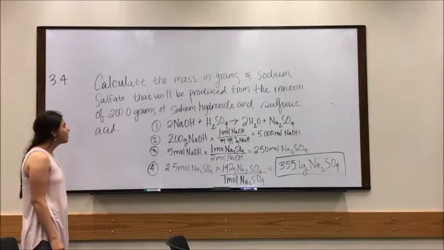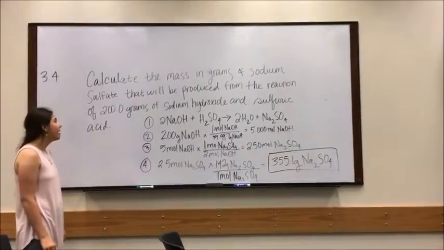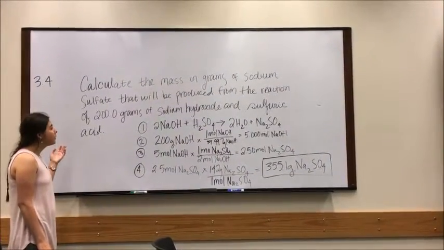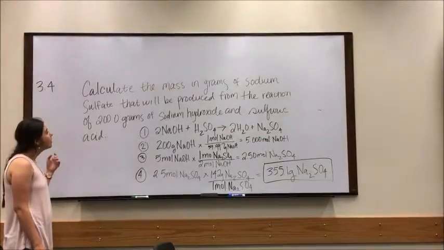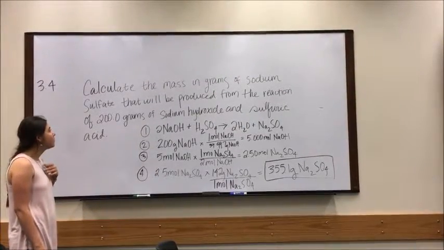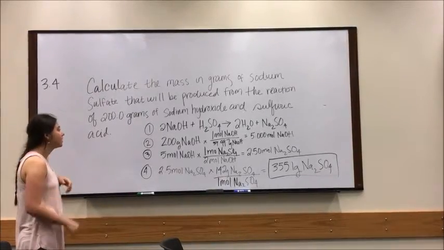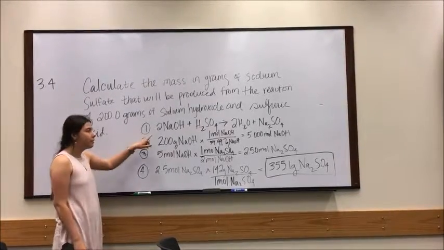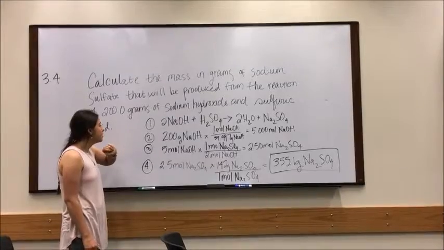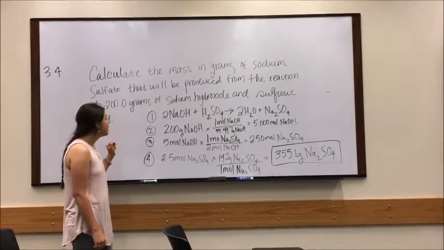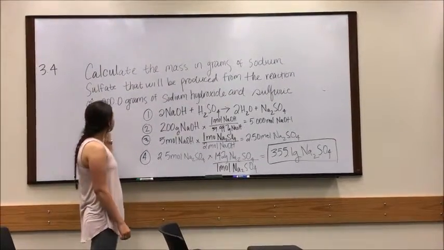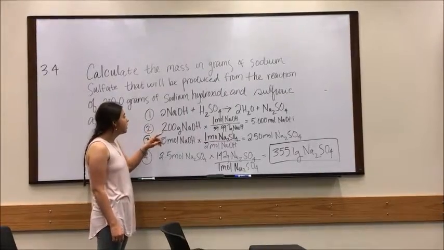In chapter 3.4, we're calculating the masses of reactants and products. So for this problem, it says calculate the mass in grams of sodium sulfate that will be produced from the reaction of 200 grams of sodium hydroxide and sulfuric acid. So the first step is to write out the balanced chemical equation, which is there, and that's so you can get the mole ratio.